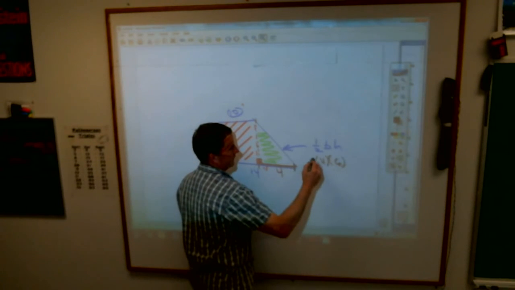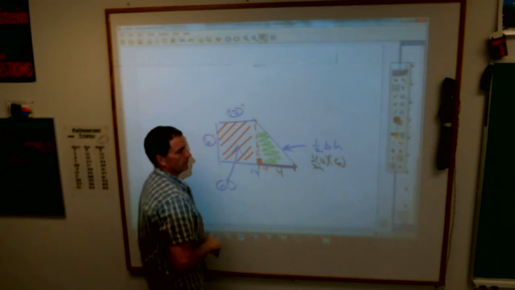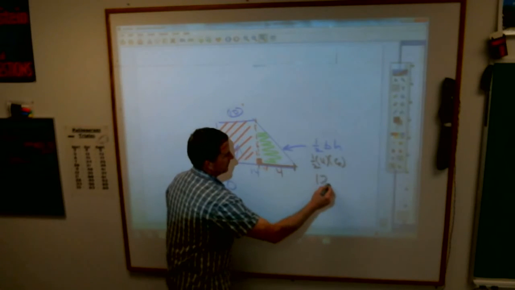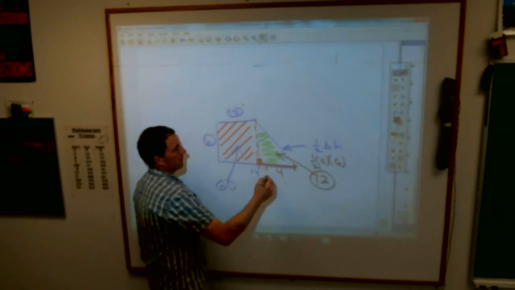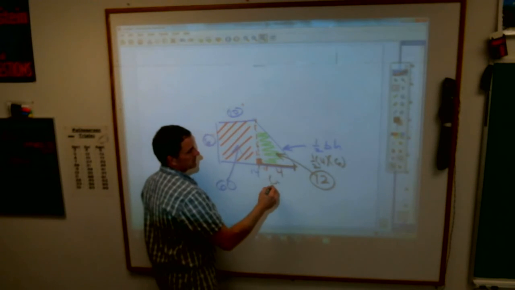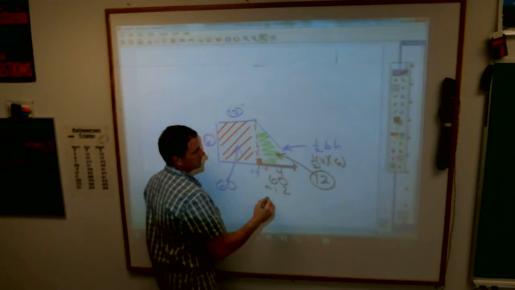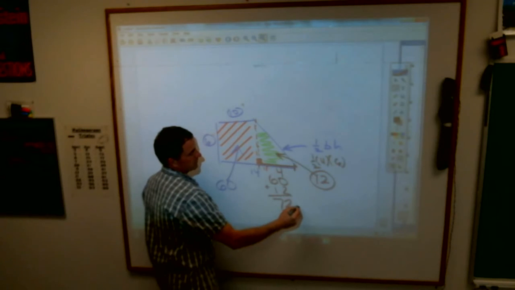So then it's 1/2 of 4 times 6. 4 times 6 is 24. Half of that is 12. And then you would add their two areas together. 60 plus 12 is 72.